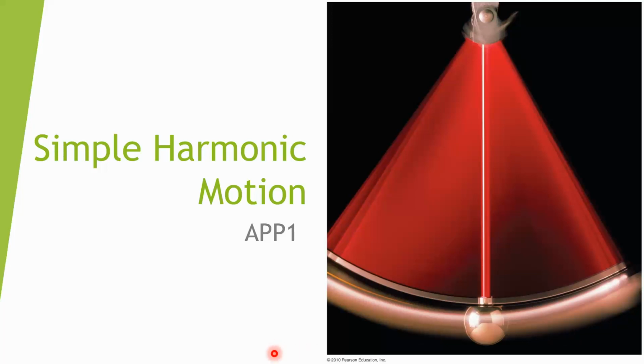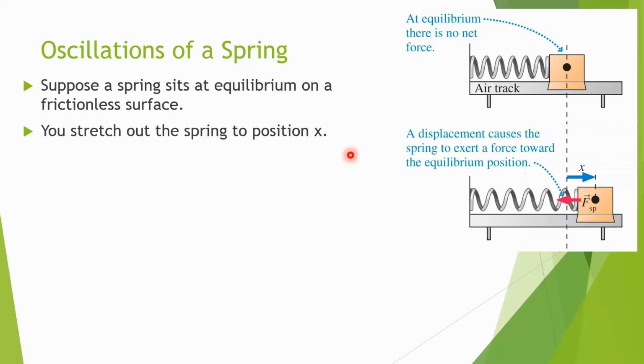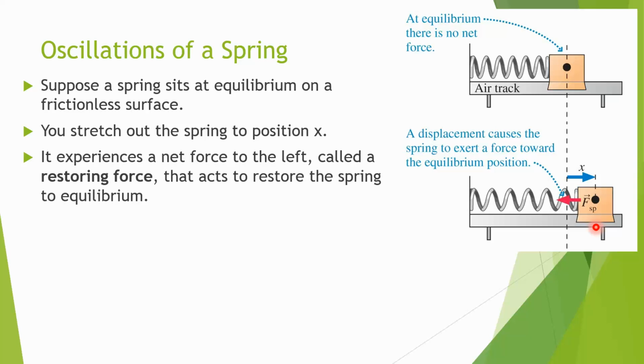In this lesson, we're going to talk about simple harmonic motion. So let's suppose we have a spring, and it's sitting on a frictionless horizontal track. It's at equilibrium, which means there's no force on it. It's just at rest. If we stretch it out to a position, x, so this is a displacement from equilibrium of x, we're going to have a force now.